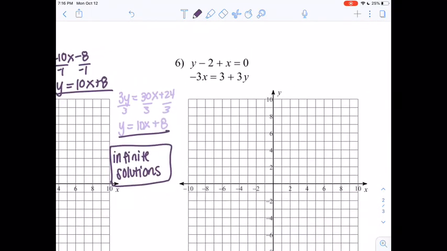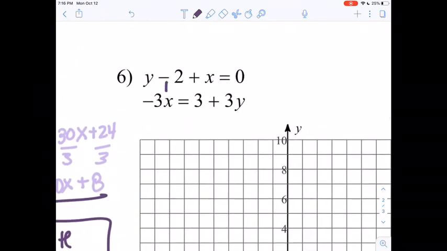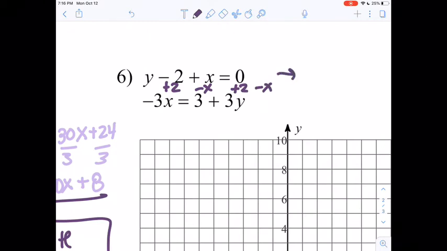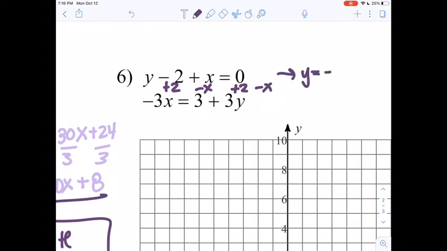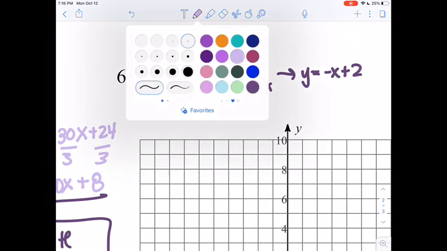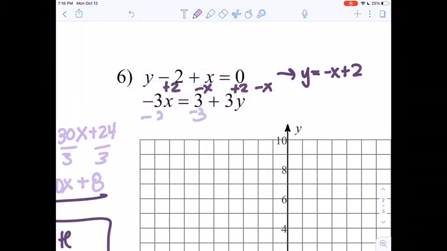Okay, and number 6, I'm going to do the same thing. I'm going to get y by itself, so I'm going to add 2 and subtract x at the same time. So my equation becomes y equals negative x plus 2. Make sure we're keeping it in order. Y equals then our x, then our number. I'm going to do the same thing over here. So I'm going to subtract by 3.